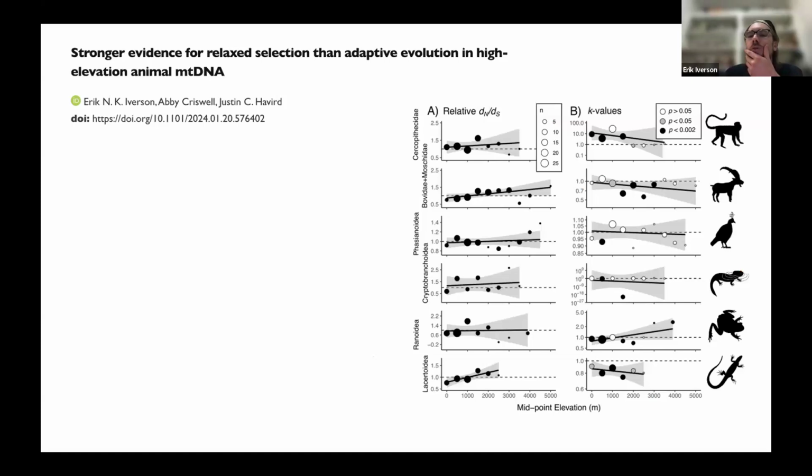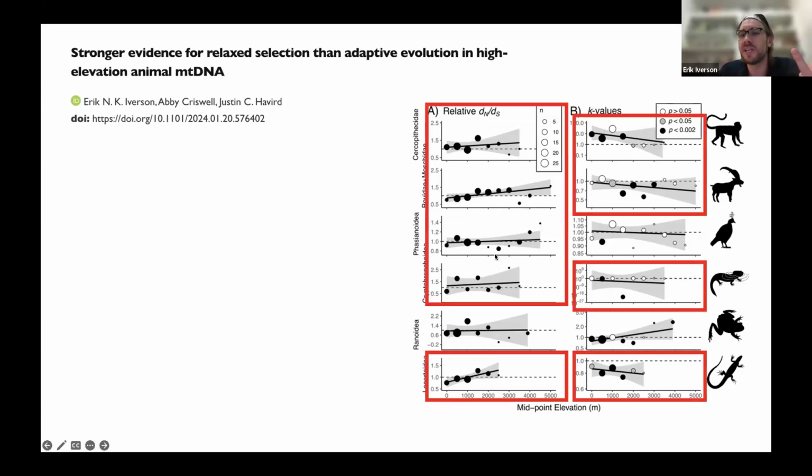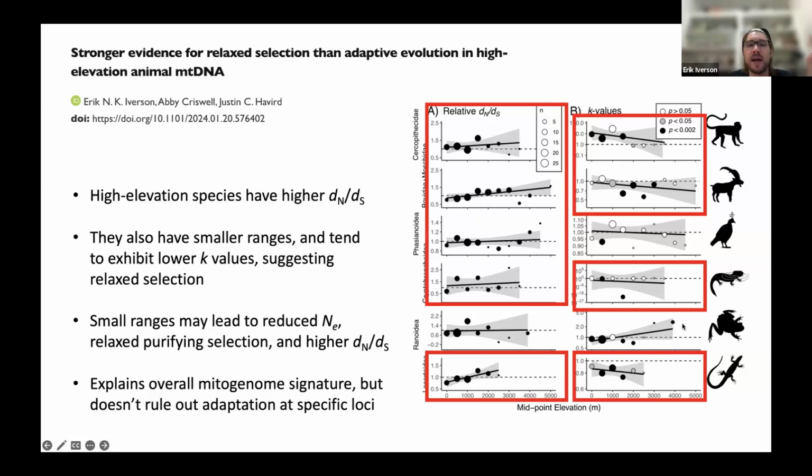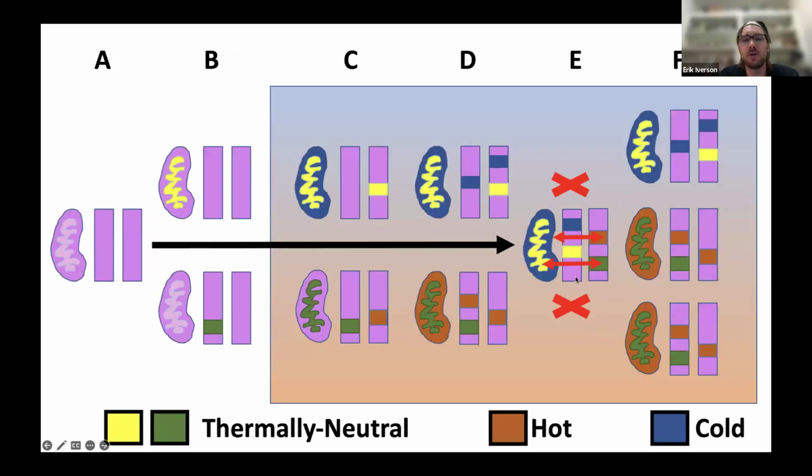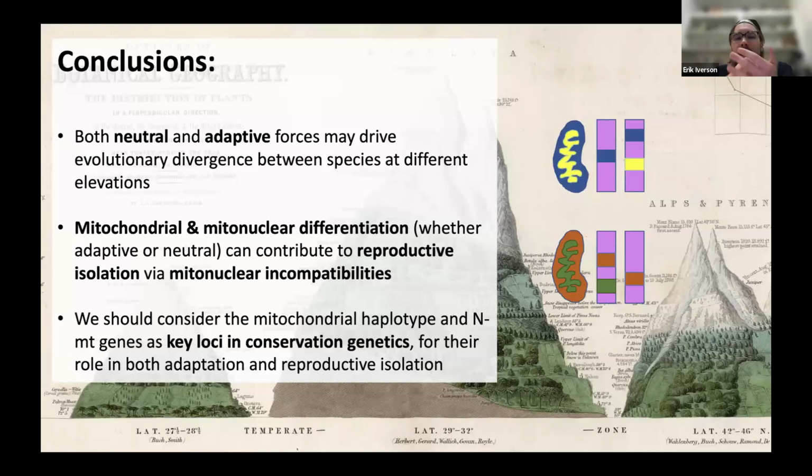I'll just say that we also looked at this in a larger phylogenetic framework, and we showed that in a bunch of different groups, dN/dS values increase with elevation, and those K values decrease with elevation, as we would expect. So this, again, points to a pattern of high elevation species having smaller ranges, smaller effective population sizes. That increases genetic drift, leads to higher dN/dS ratios. So it's not necessarily an adaptive process. And so that just contributes to my conclusions that both neutral and adaptive forces may be driving evolutionary divergence between species at different elevations.